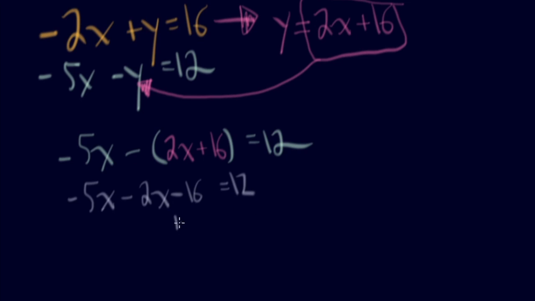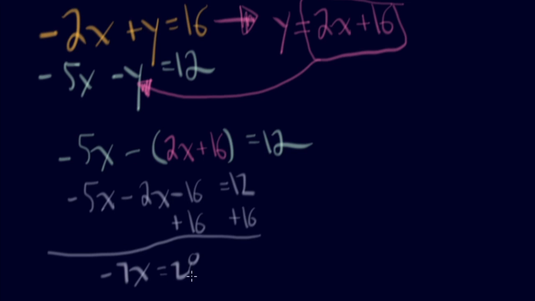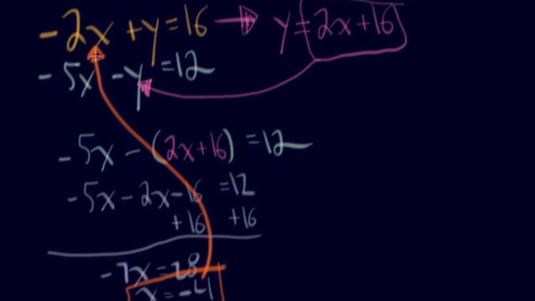I'm going to combine my like terms and add 16 to both sides. So I'm going to get negative 7x is equal to 28. So x is negative 4. Now, you're halfway done. Now you take this negative 4 and you put it to wherever you want to. So I'll just go and I'll put it right there.